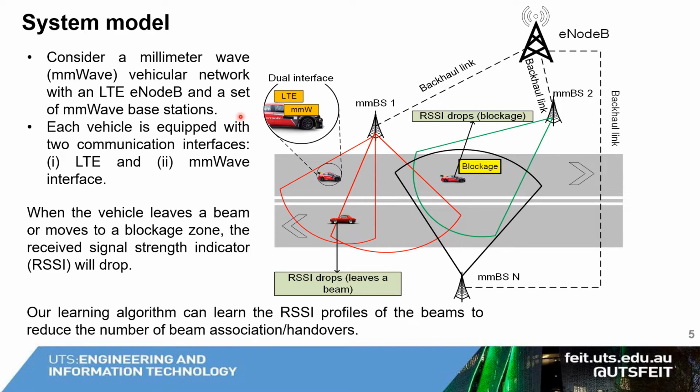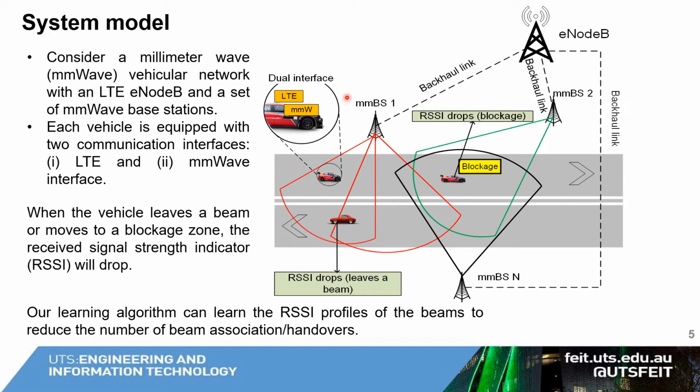In this paper, we consider a millimeter wave vehicular network with an LTE eNode B and a set of millimeter wave base stations. Each vehicle will have one LTE interface and one millimeter wave interface. The LTE interface is used to communicate with the eNode B, and the millimeter wave interface is used to communicate with millimeter wave base stations. When a vehicle leaves a beam or moves to a blockage zone, the received signal strength indicator, RSSI, will drop. Hence, the vehicle will not be able to communicate with its current connected base station. In this case, the vehicle needs to connect to another beam, which provides better channel quality. This beam can belong to the current connected base station, or it can belong to another millimeter wave base station.